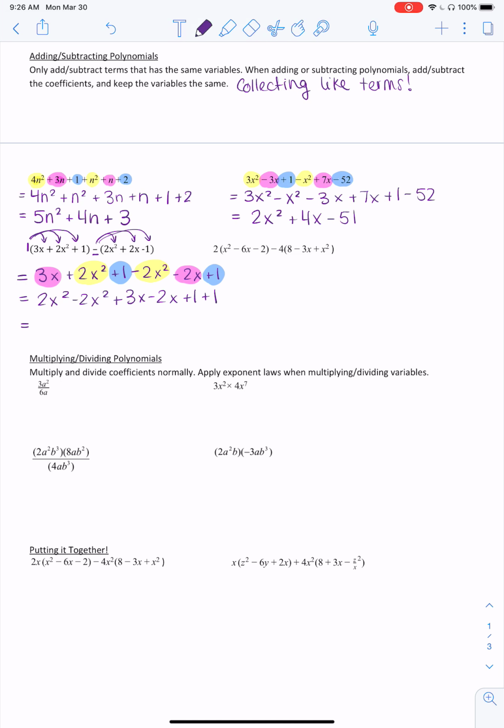And now I can collect my like terms. So 2x squared minus 2x squared is just 0. 3x minus 2x is x. And then 1 plus 1 is 2. So that's my final answer.